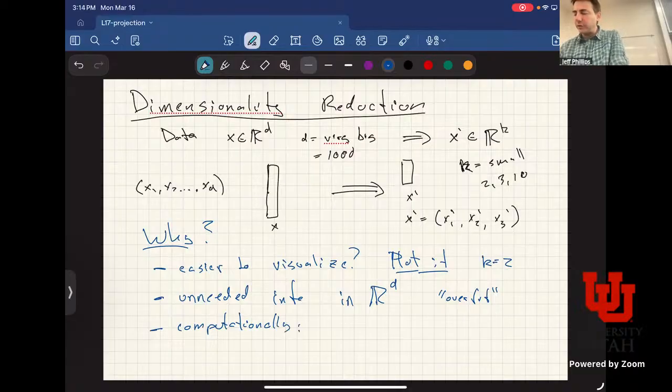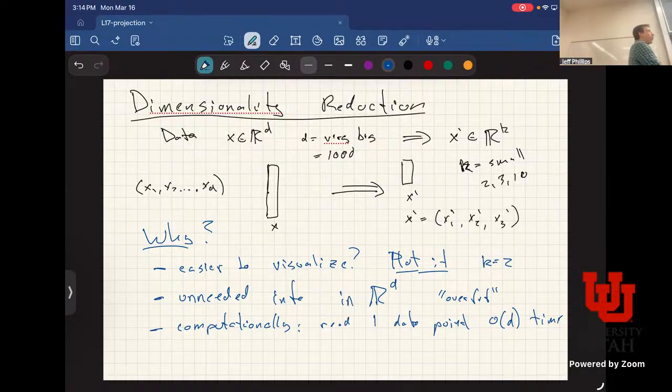So just to read one data point takes O of D time. If I'm in like 10 dimensions, okay, 10 dimensions isn't so bad to read. If I'm in 1,000, it starts to be a little bit painful. If I have lots of data points in 1,000 dimensions, this can take an extra factor of 1,000 to read the data set than if I was in only 2 dimensions.